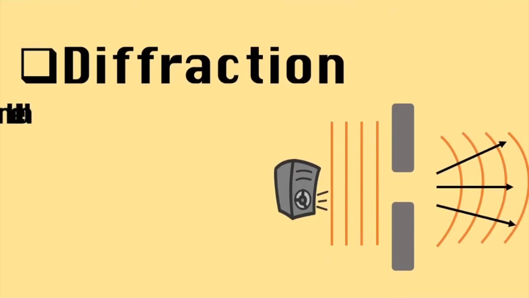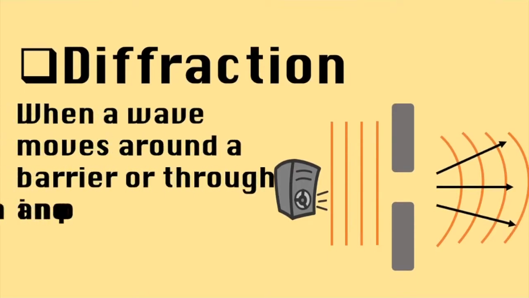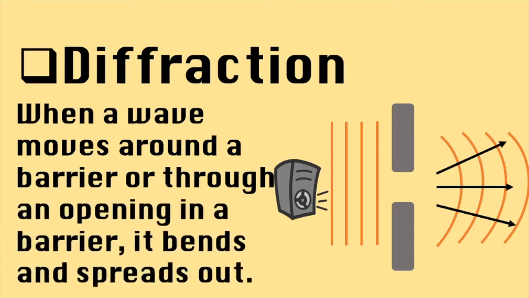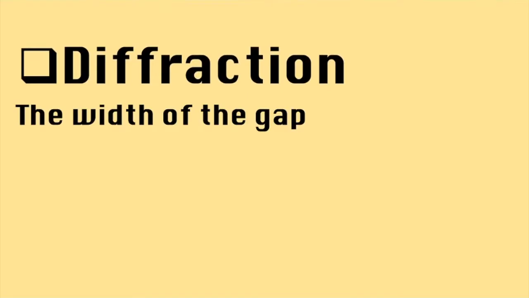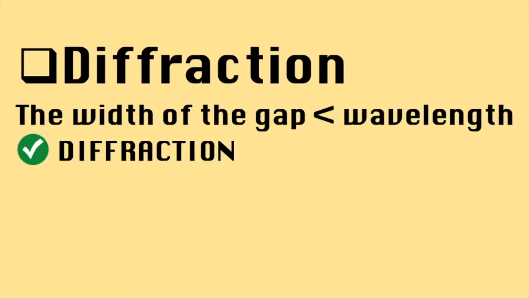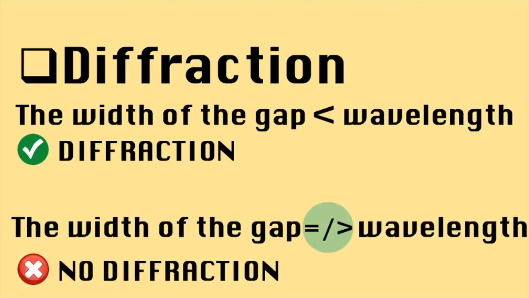Now talking about diffraction, it is when a wave moves around a barrier or through an opening in a barrier. It bends and spreads out. That's how you're able to hear sounds around corners or through open doors. Now, in order to have diffraction, the width of the gap has to be less than the wavelength. However, if the width of the gap is equal to or greater than the wavelength of the wave, then no diffraction will occur.